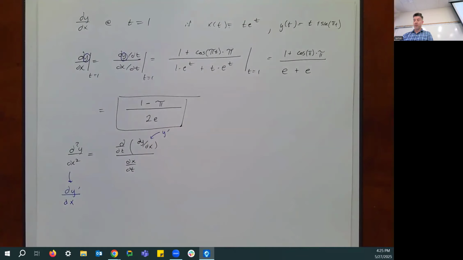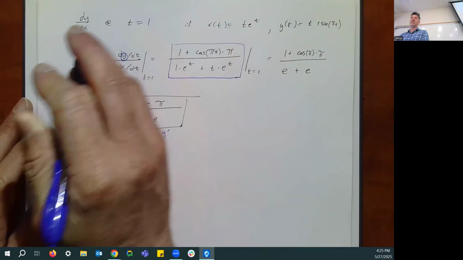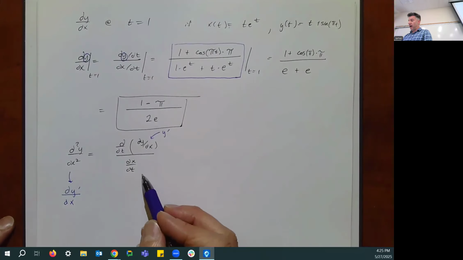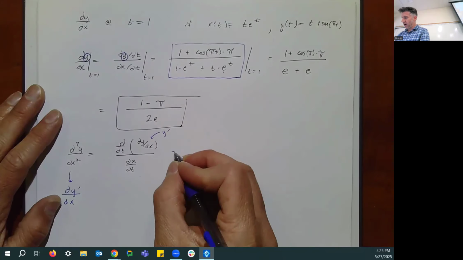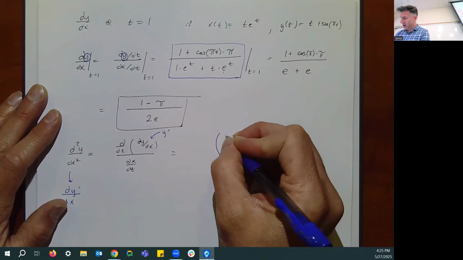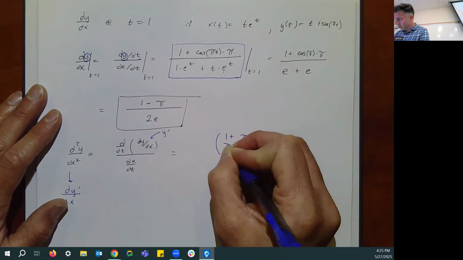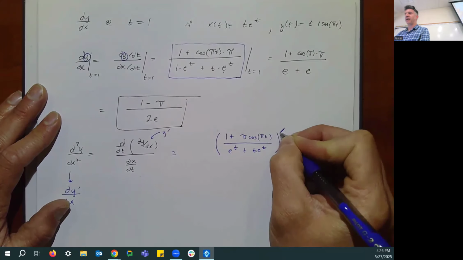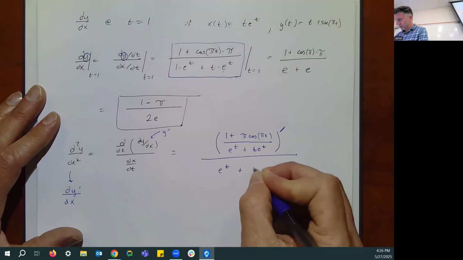So we would take the derivative of what we found and divide it by the dx/dt. Right. So you'd have to take this monstrosity here, differentiate it using the quotient rule, which is not the best, which is probably why you wouldn't get asked this, and then divide it by e to the t plus t e to the t. So writing it out very generically, it's the derivative of 1 plus pi times cosine of pi t over e to the t plus t e to the t, and the derivative of that is divided by dx/dt, which is still just e to the t plus t e to the t.